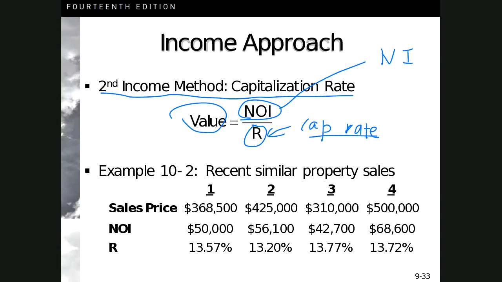Okay, so for example, we have a recent sales price of 368,500 for a net operating income of 50, assuming all these net operating incomes are provided and calculated correctly. Okay, and then we have the cap rates 13.57, 13.2, 13.77, 13.72. And which one shall we use?